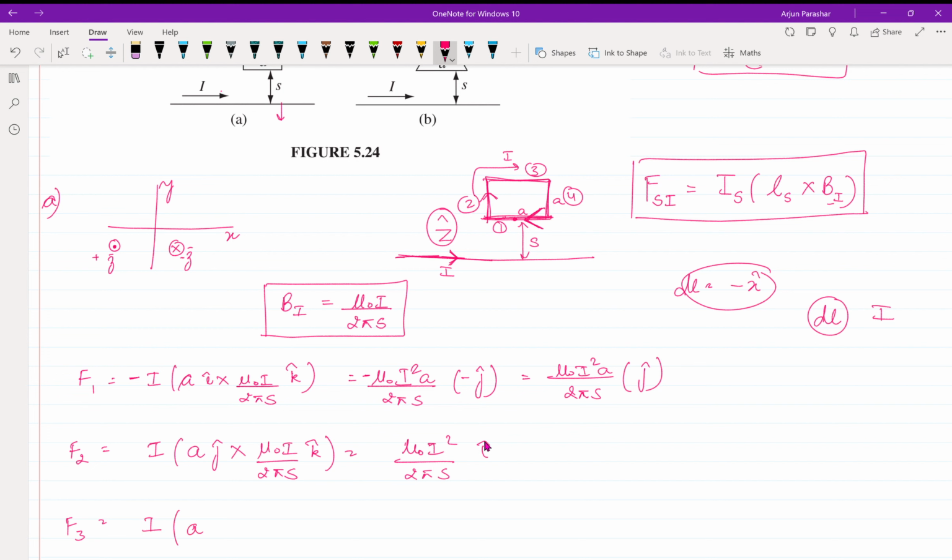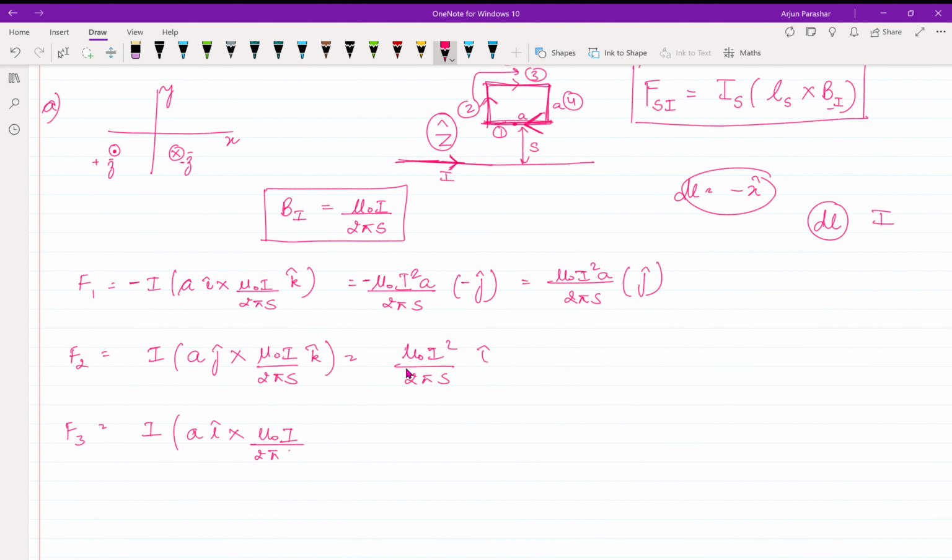Here the length is also this, and the direction is I cap. Why I cap? Because it is in the positive x direction. So μ₀I upon 2π, but now the main thing here is that the distance has changed. It is s plus a now, because you can see that this point is s plus a away from the wire. All right, and the magnetic field direction is the same. So we get μ₀I upon 2π(s plus a), in the direction of minus j cap.